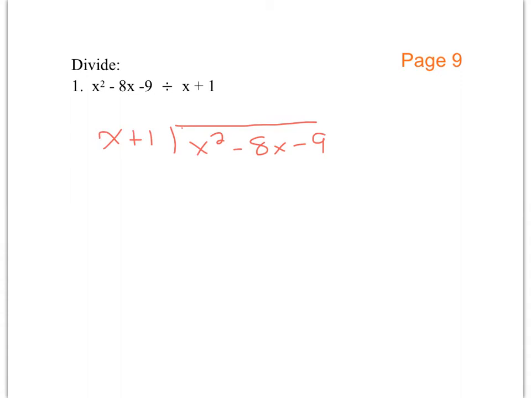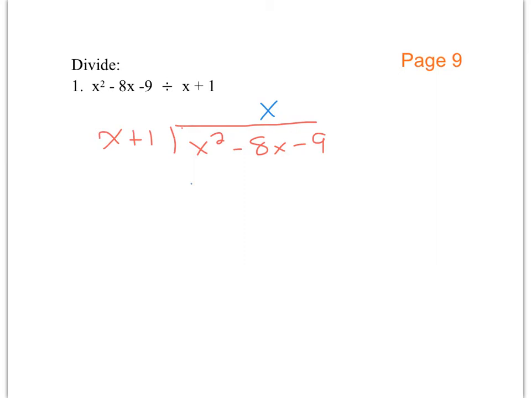I'm going to divide, so I'm going to look at my first term, which is x. x goes into x squared x number of times. In other words, x squared divided by x is going to be x. So I'm going to put my x, and I like to line my like terms up, so I'm going to put the x right there. I'm now going to multiply through: I'm going to multiply x times x plus 1, and write that down below.